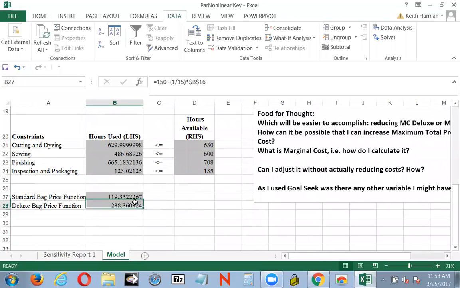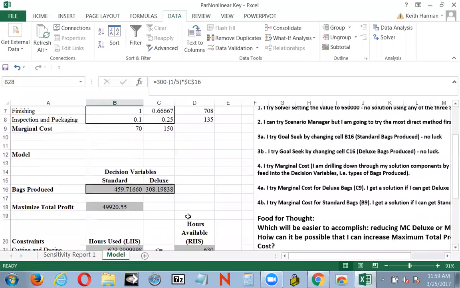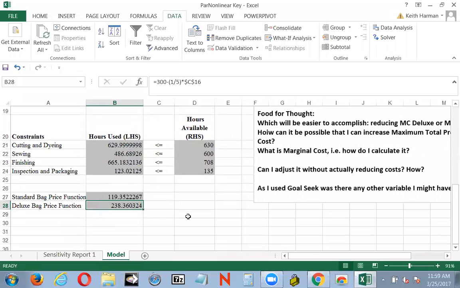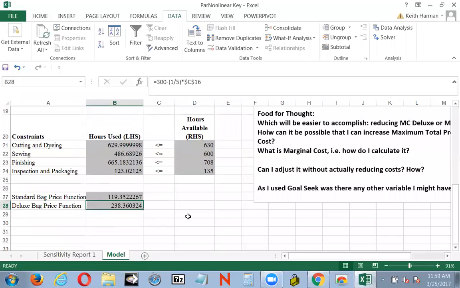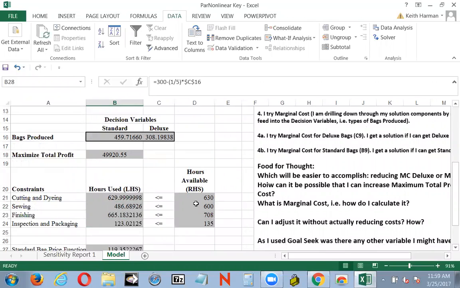And then for the deluxe bag, we have 1/5, and it equals 300. And remember in our functions up here, remember in the objective function back in the text, these price functions, those are exhibited there in the text in the objective function expression.